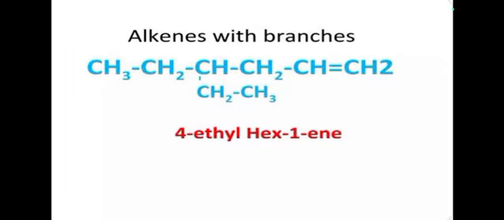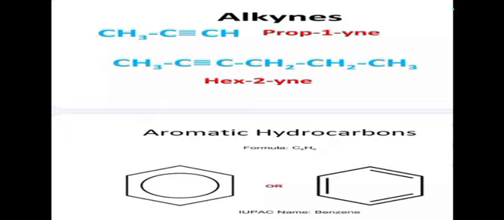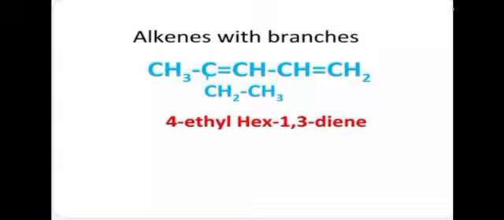Alkenes with branches. The alkene compound has the ethyl at the fourth position. The first and third positions have double bonds, and the fourth position has the ethyl. So first we write the prefix for ethyl: 4-ethylhex-1,3-diene. Two double bonds are present, so we write the IUPAC name as diene.